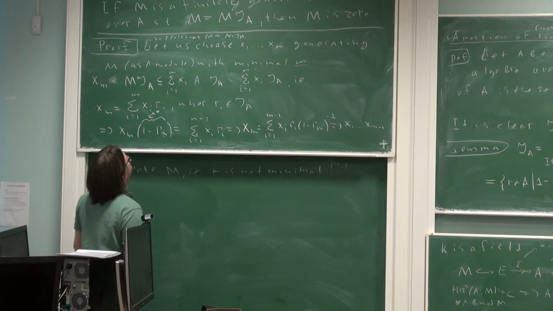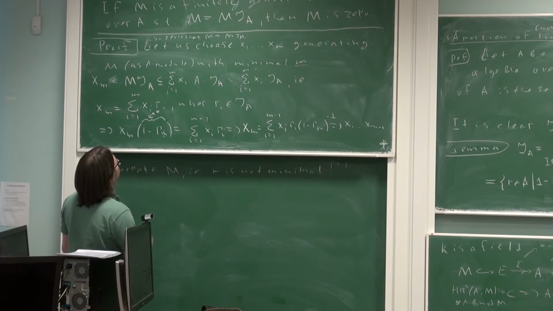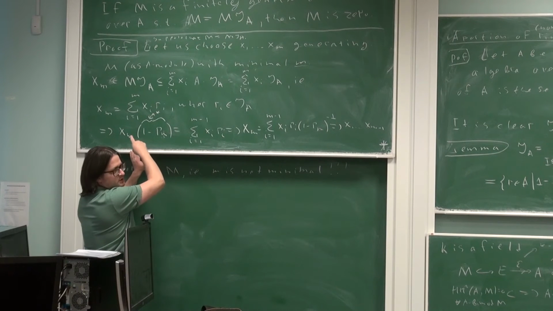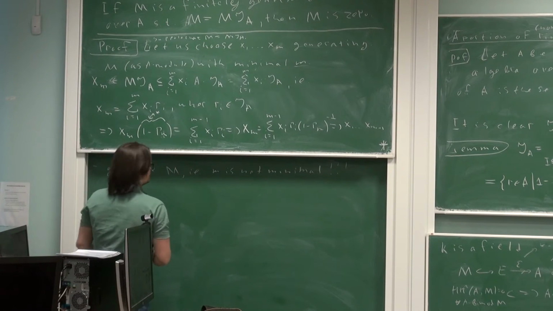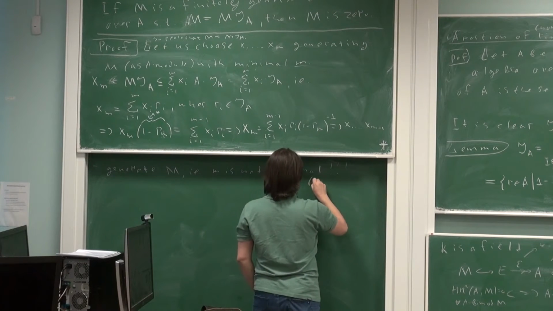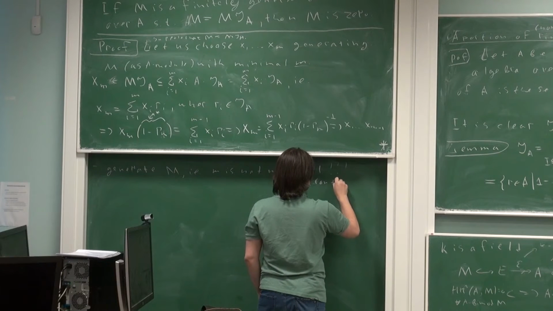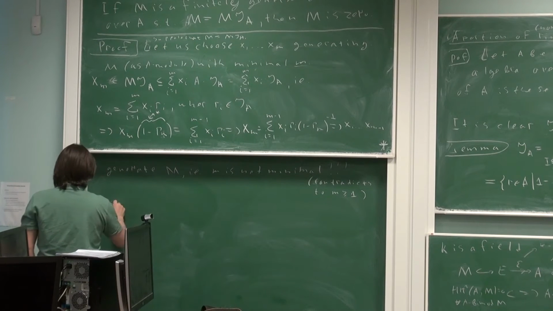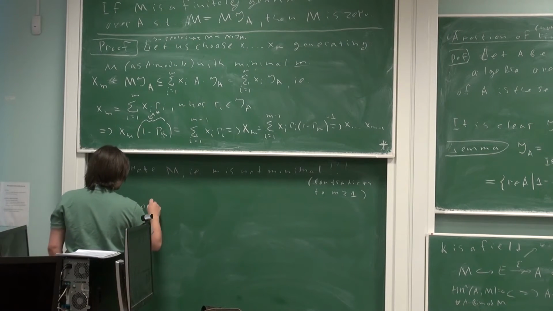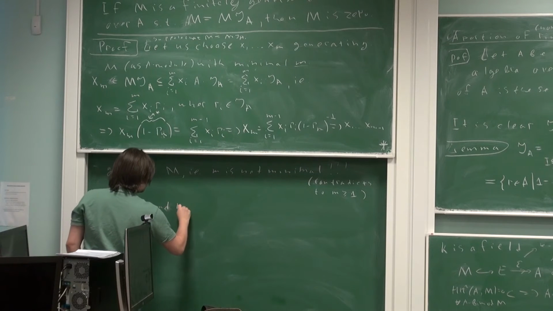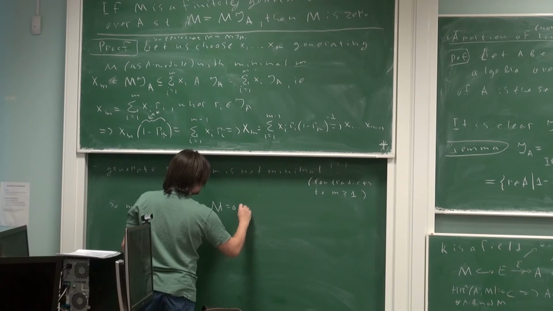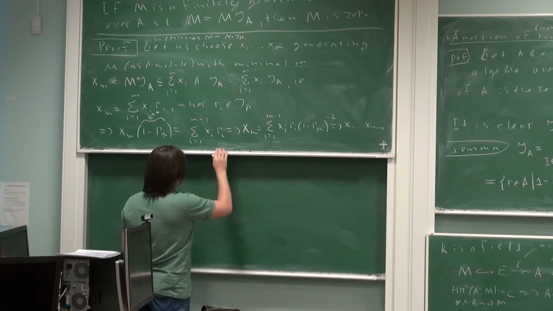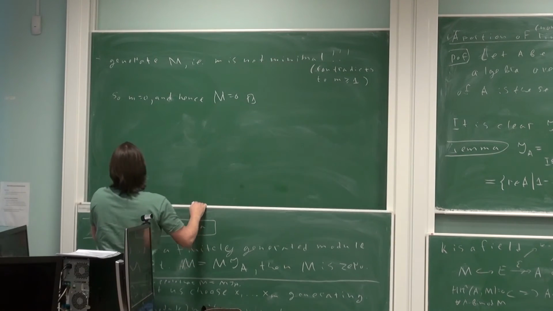In contradiction to what? Because we almost don't assume anything. We assume that M is a finitely generated module, and we assume that m is minimal, greater or equal to 1, to choose xm, yes? So this contradicts the fact that m is greater or equal to 1. So M is 0, and hence the module is 0, and we are done.